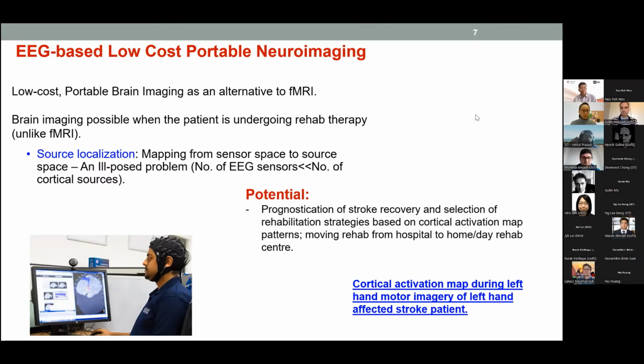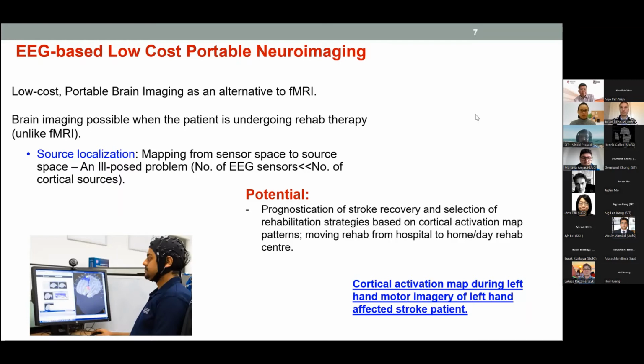So one of the limiting factors is that the fMRI scan cannot be done so frequently, right? Because it is expensive, there is a waiting time, there is a radiation hazard. So can we think about an alternative, economical, portable neuroimaging system using EEG as an alternative to fMRI? That was the motivation for our work on an EEG-based low-cost portable neuroimaging technique as an alternative to fMRI.